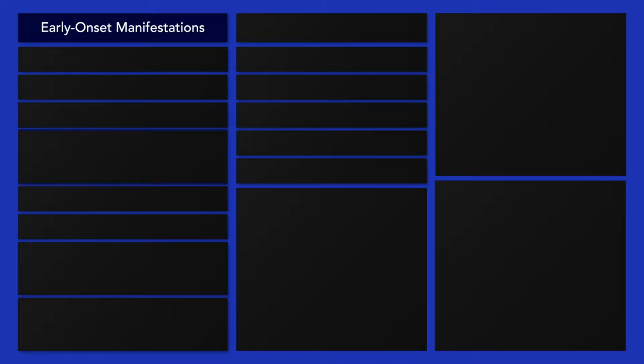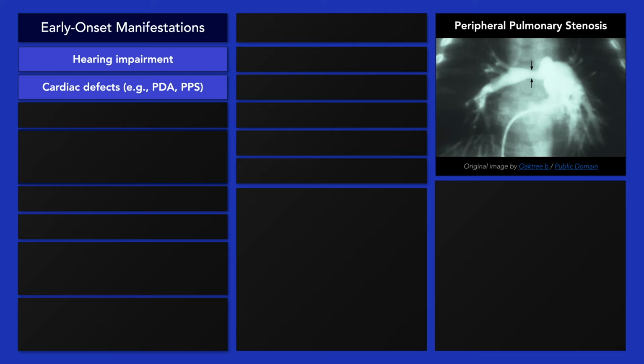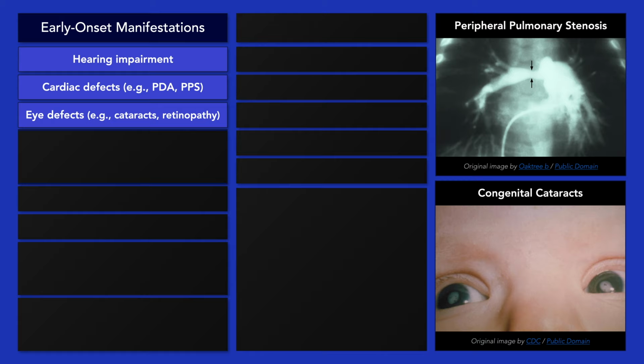The manifestations of congenital rubella syndrome can be categorized as early or late onset. The characteristic triad of congenital rubella syndrome includes hearing impairment, cardiac defects such as patent ductus arteriosus and peripheral pulmonary stenosis, and ocular defects such as retinopathy and congenital cataracts. Visual and auditory defects are also seen in congenital cytomegalovirus infection. However, heart defects are not, which can help differentiate it from congenital rubella syndrome.